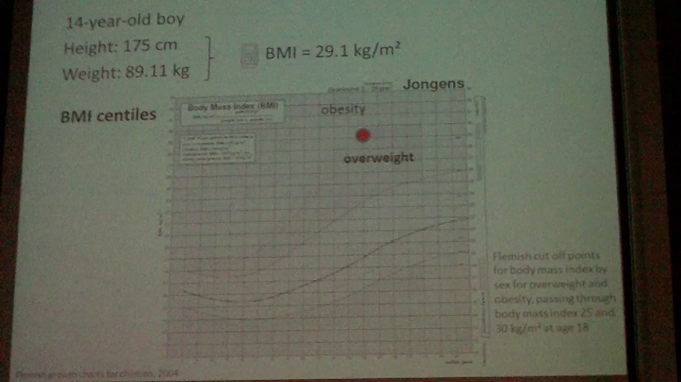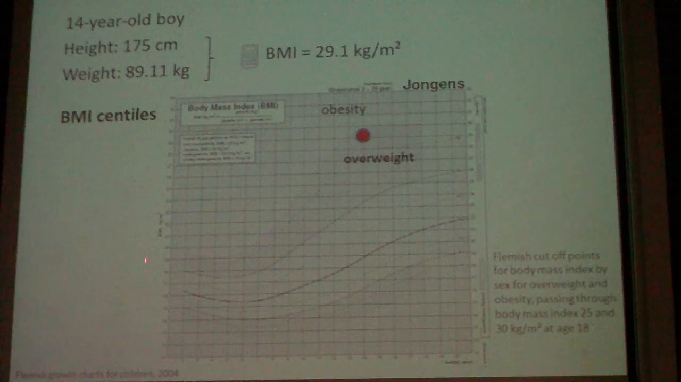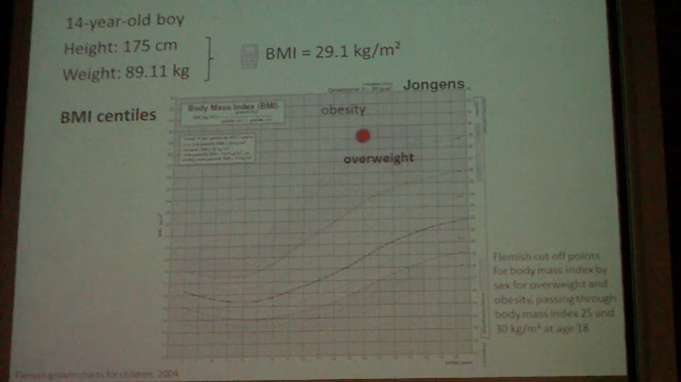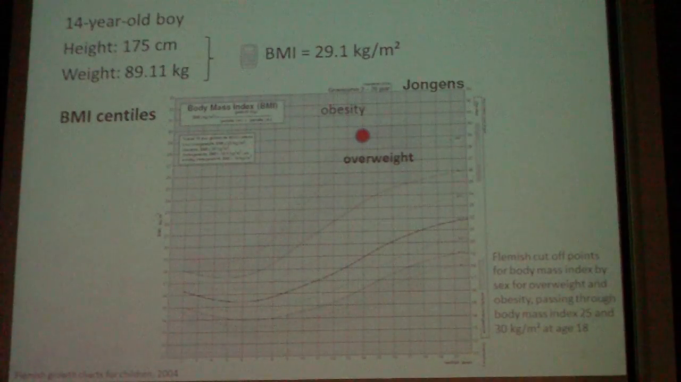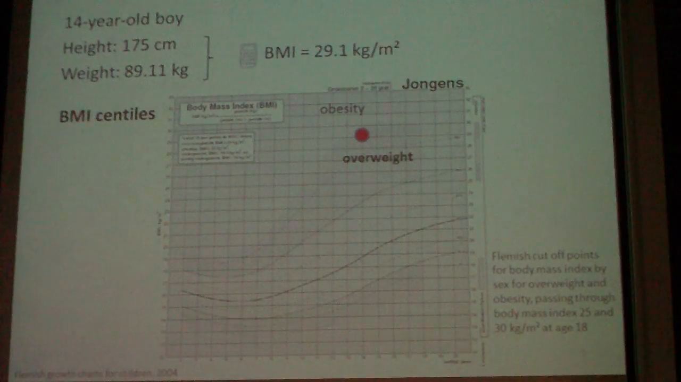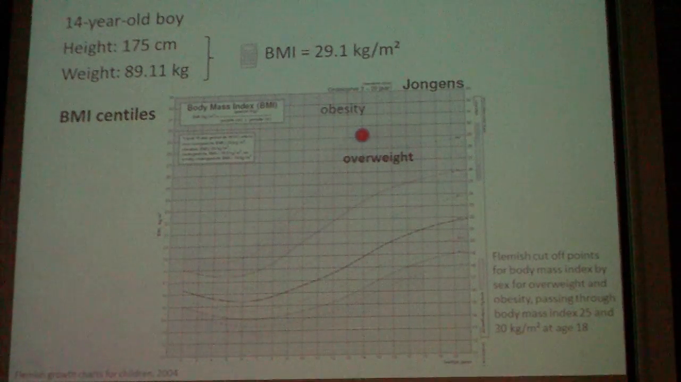So we have, like centiles, the BMI on the y-axis and the ages on the x-axis. And we see, for example, we have a 14-year-old boy with a height of 175, a weight of 89. And we calculate the BMI, so we see BMI is 29. And we see he is 14 years, so he is defined as being overweight according to the Flemish cutoff criteria. If a child is obese, he's above the upper gray zone.